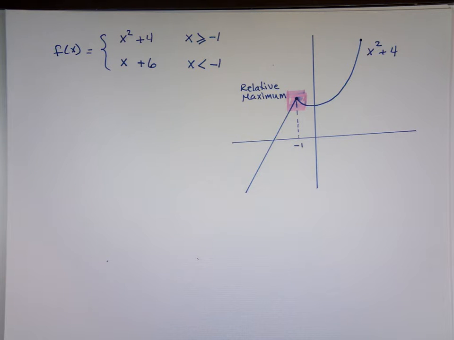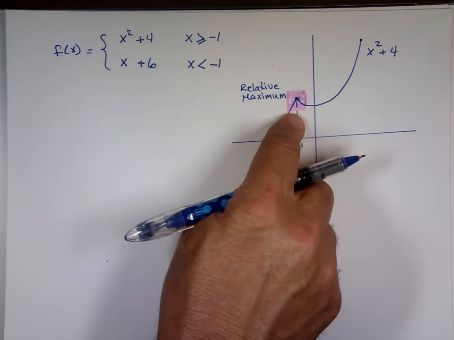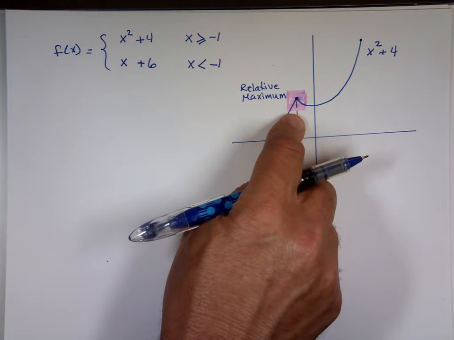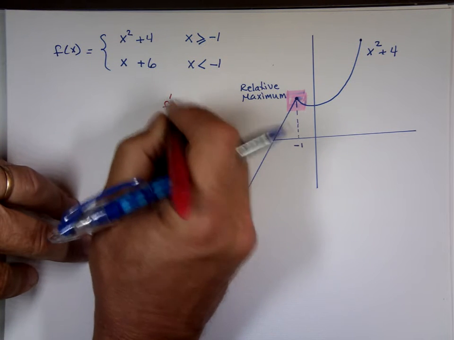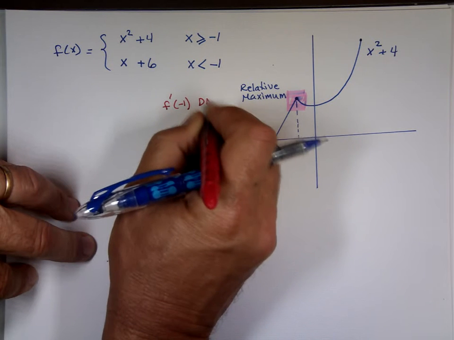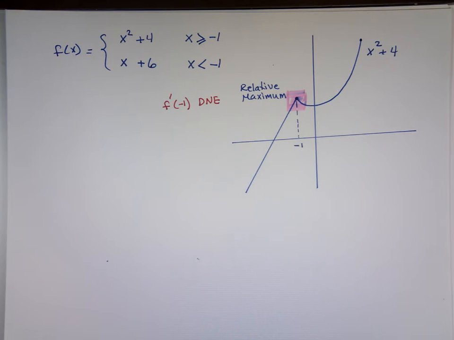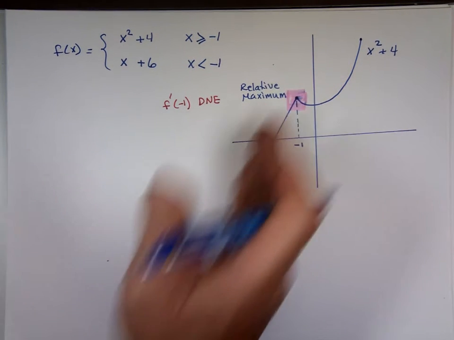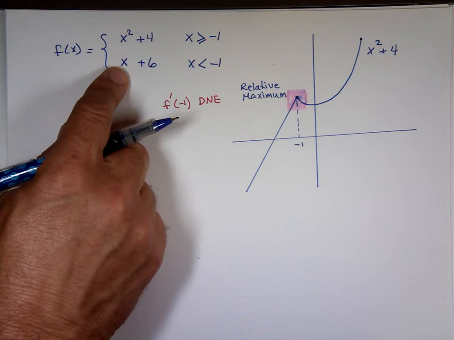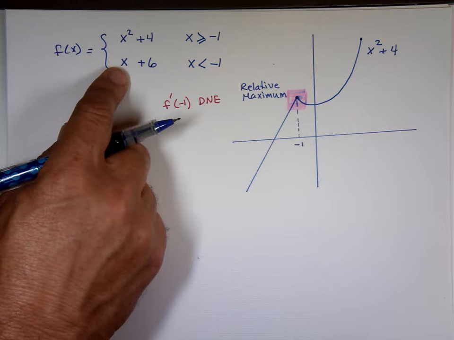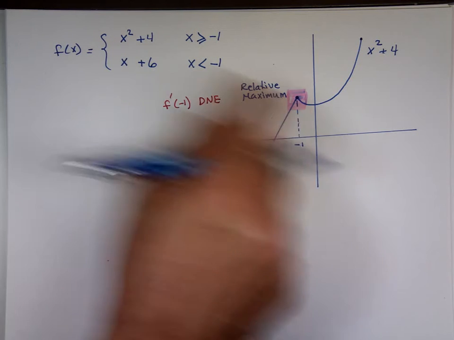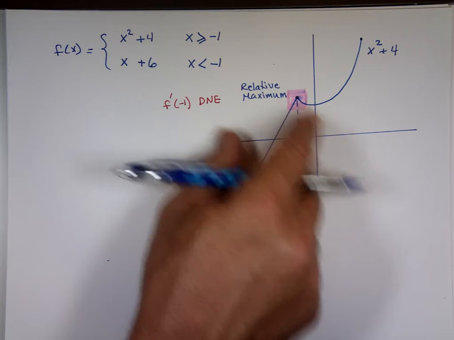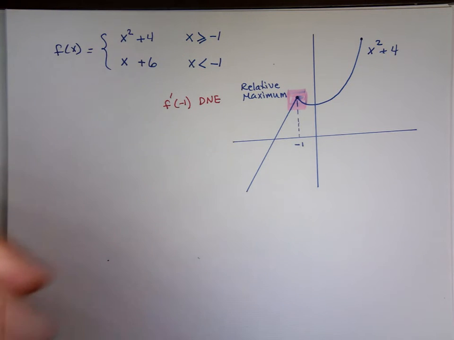My derivative does not exist at that point, at minus 1. The derivative f prime at minus 1 does not exist. If you look at it from this side, the derivative is 1, because the derivative is a slope. The slope of this is 1. If you look at it from the right side, that's 2x. If x is minus 1, that's a negative 2. So negative 2 from this end plus 1 from that end, you don't have a derivative at minus 1.